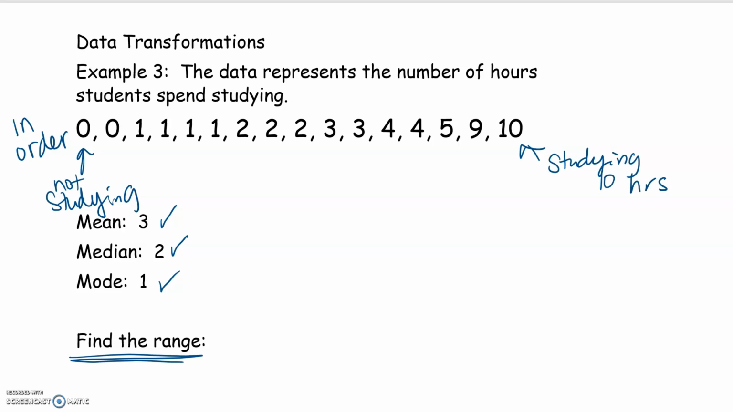Okay, so these were our mean, median, and mode results here. And we want to find the range. So remember, range is my biggest number minus my smallest number. So this one has a range of 10. We are going to use this set of data to finish out our notes.